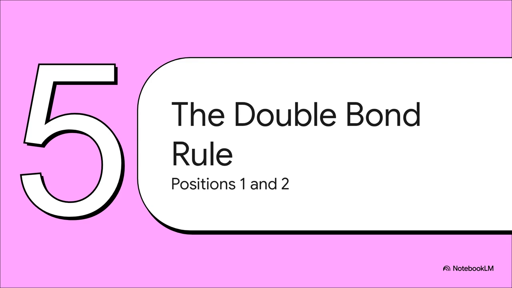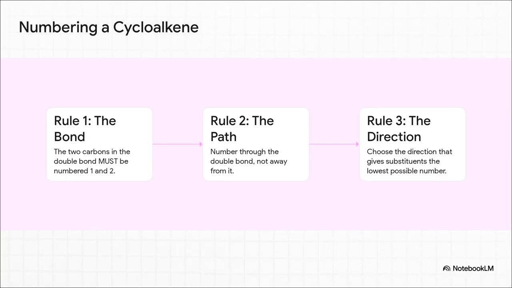All right, for our last major rule, we're going to look at something that is honestly just so clever and efficient. It's the special rule for naming rings that have a double bond in them. Okay, so there are a few things that are totally non-negotiable here. First, the 2 carbons in that double bond have to be numbered 1 and 2. No exceptions. Your only decision is which way you count, which carbon is 1 and which is 2, and you make that choice to give all the other groups on the ring the smallest possible numbers.